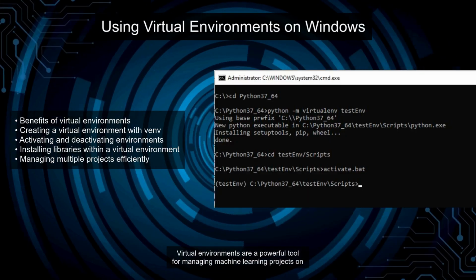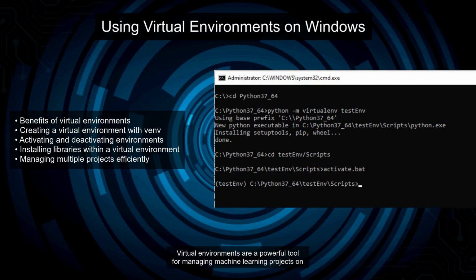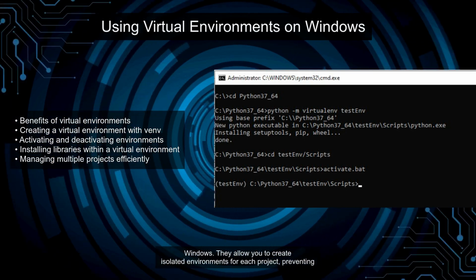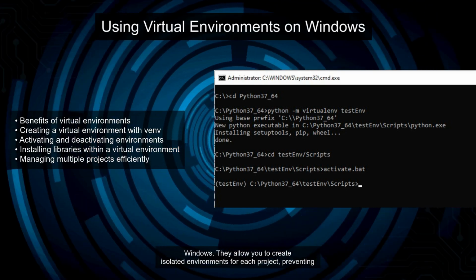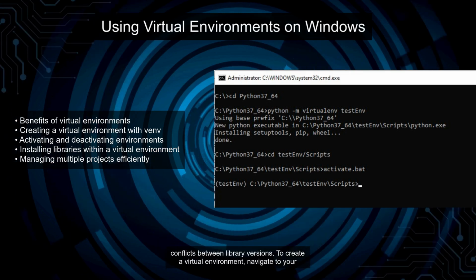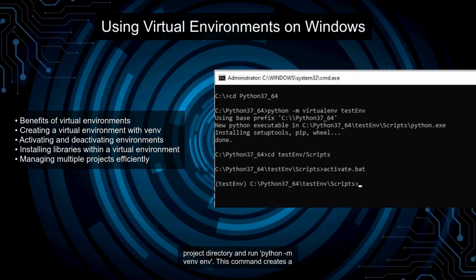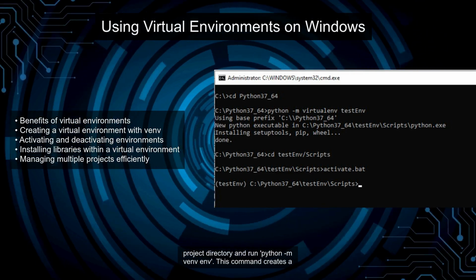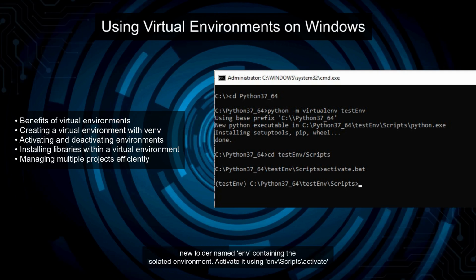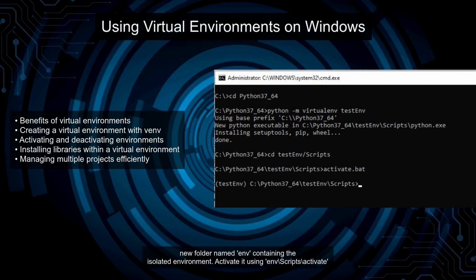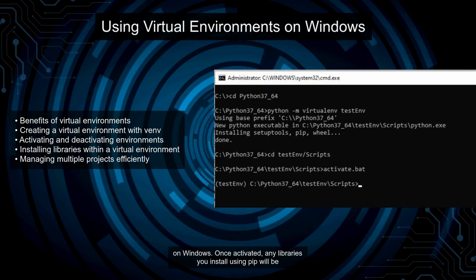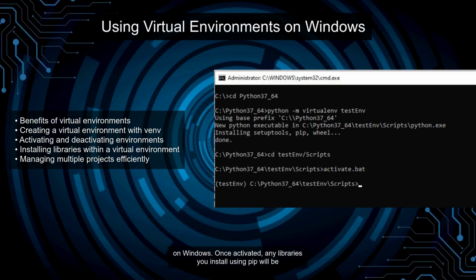Virtual environments are a powerful tool for managing machine learning projects on Windows. They allow you to create isolated environments for each project, preventing conflicts between library versions. To create a virtual environment, navigate to your project directory and run python -m venv env. This command creates a new folder named env containing the isolated environment. Activate it using env\Scripts\activate on Windows.